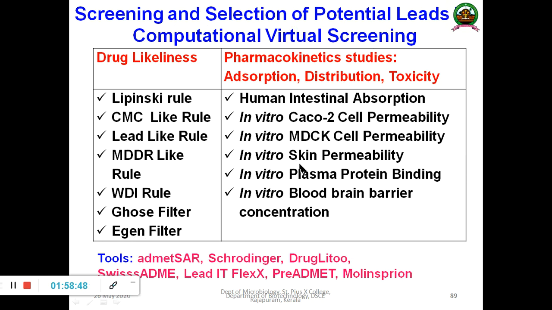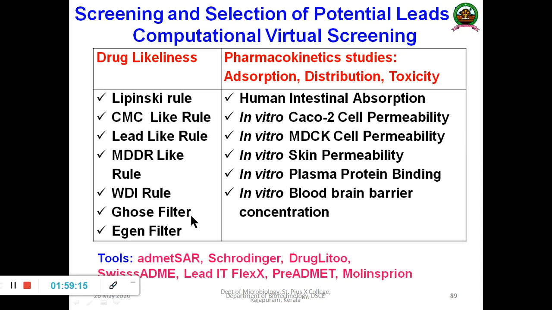Then you have the pharmacokinetic features: absorption, distribution, toxicity. You have human intestinal absorption, in vitro Caco-2, which is the adenocolorectal carcinoma cell line, MDCK cell lines, skin permeability, plasma protein binding, and blood-brain barrier penetration. All those things are statistical models of how it will behave in our body, using high-end statistical models. The software has statistical models, and you will be able to predict it and get good results.